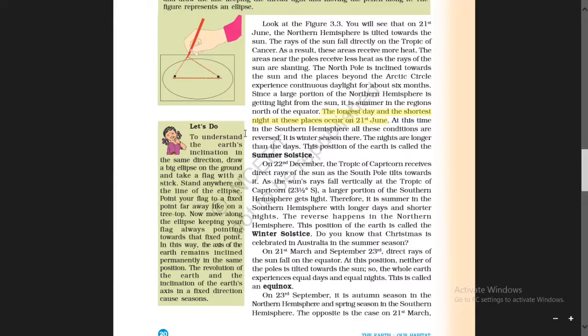At this time, in the southern hemisphere, all these conditions are reversed. Whatever we have mentioned here, these are reversed, different. It is winter season there, so at that time that area will have winter.